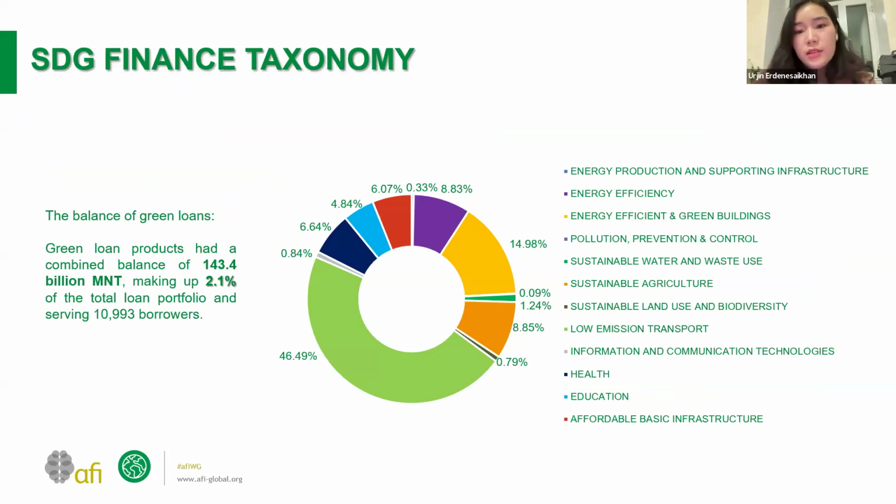Mongolia's adoption of the Sustainable Development Goals finance taxonomy will enable it to record and report on the contribution of finance and investment flow to the Sustainable Development Goals. The taxonomy aims to classify and identify economic activities that are aligned with the 17 Sustainable Development Goals. The taxonomy is based on the Green Taxonomy and consists of 12 categories.